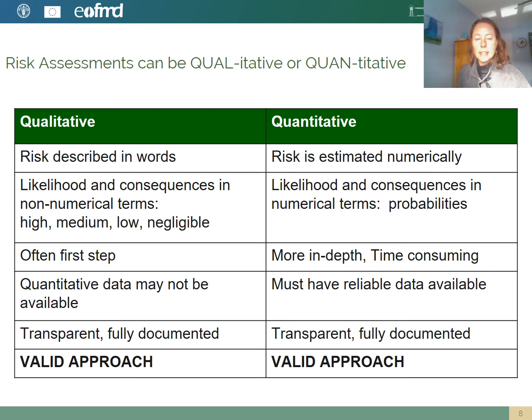When doing a risk assessment, you'll almost always start with a qualitative assessment. And this lays out the framework that can then be followed in a quantitative assessment if the data are available to support that. In both cases, they have to be done in a transparent fashion and should be fully documented. And as I said before, both are valid approaches.